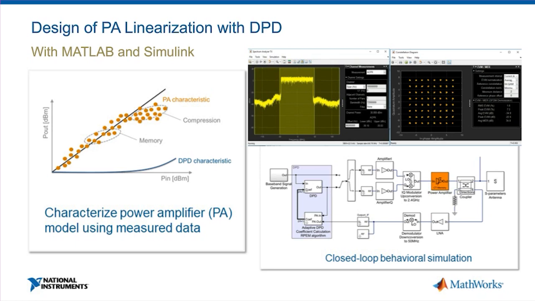So you see the system here, where we have a power amplifier in your chain, and we use a feedback and estimate, based on the power amplifier measurements, what should be the coefficients of the polynomial that corrects the power amplification.